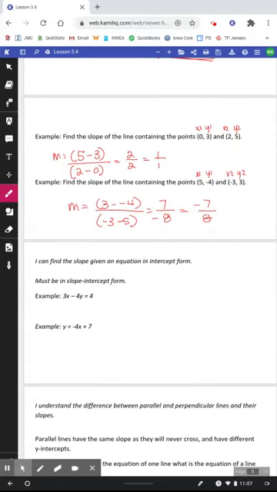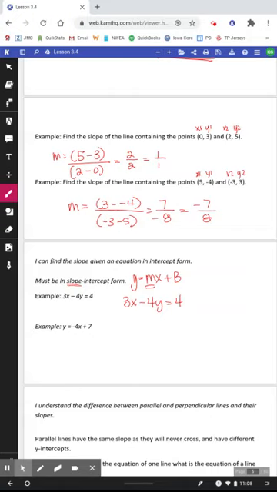All right, the next part of your homework is going to be finding the slope if we're given an equation. In order to find the slope, we're going to want our equation in slope-intercept form, which from our last lesson is y equals mx plus b. M is the slope. So the first one is 3x minus 4y equals 4. And I can't find the slope for that one because it's not in y equals or slope-intercept form.